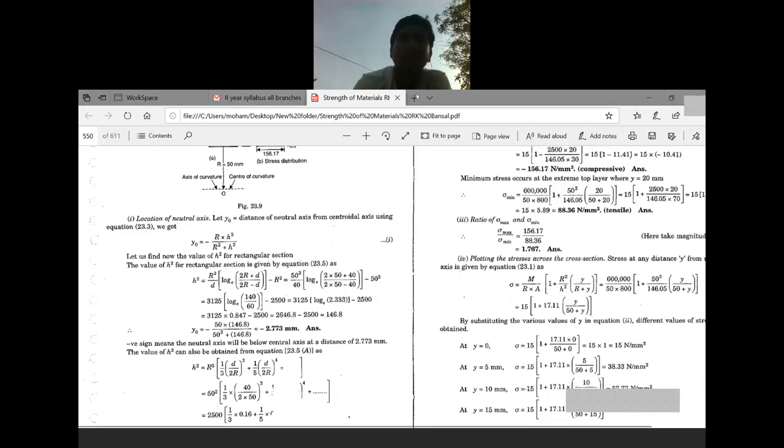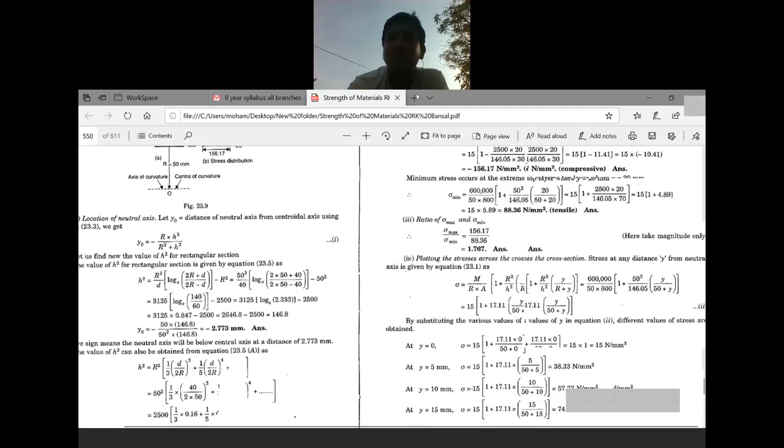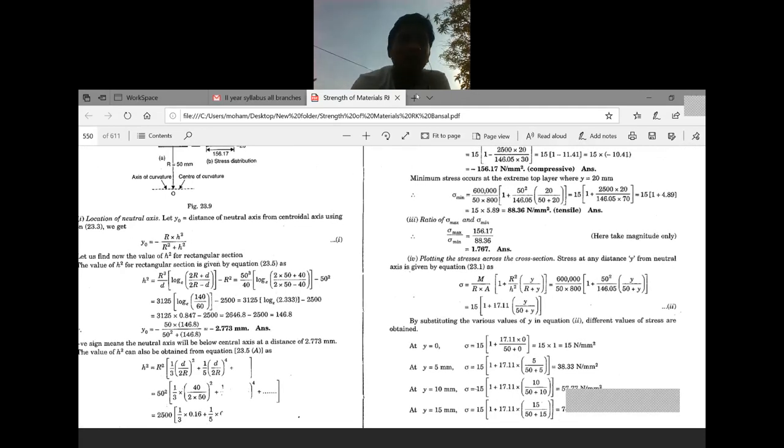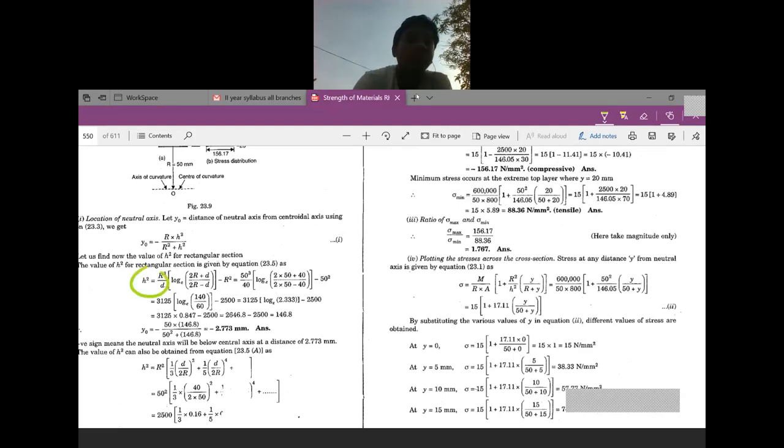First, you need to calculate the value of h square. Understand? The h square formula is r cube by d into log e of 2r plus d by 2r minus d, minus r square. We'll substitute all the values. d is nothing but the depth, 40. Then you will get the value of h square. After getting h square, we'll substitute r and the h square value here. Here we will get the value of y naught.